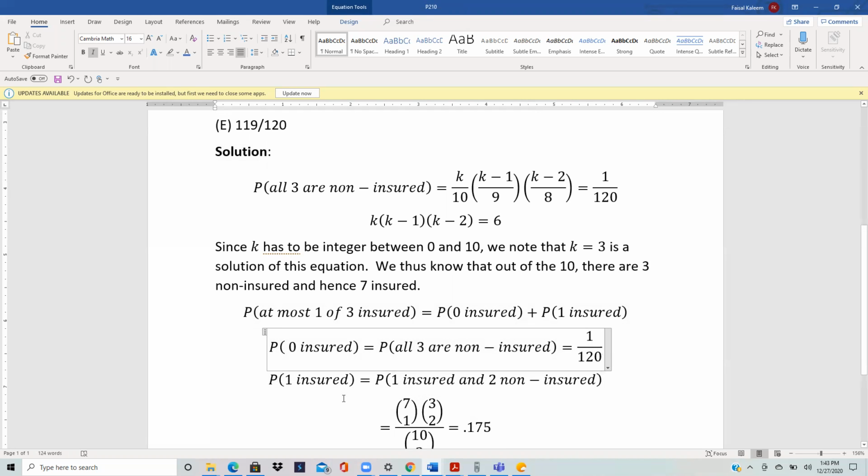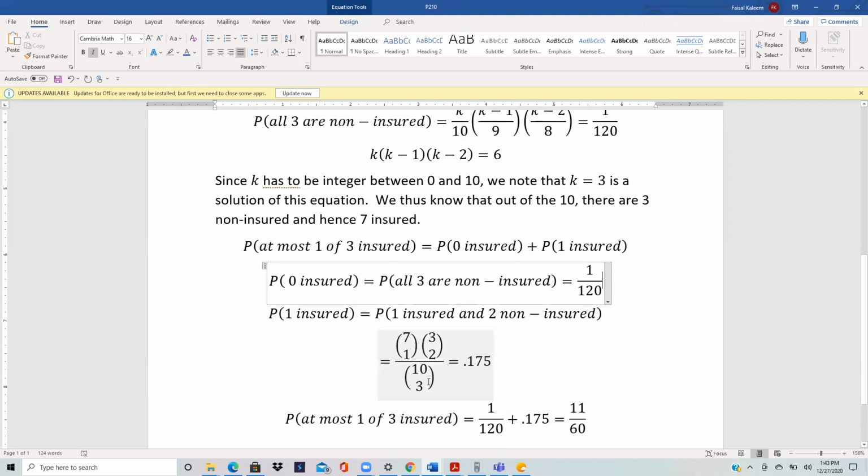And 1 insured means 1 insured and 2 non-insured out of the 3. And so we know that the way we do this is we see how many ways we have to select 1 insured out of the 7, which we know are insured. So 7C1, and times 2 non-insured out of the 3 that are non-insured. So 3C2 divided by the total number of ways to pick 3 out of the 10. So that's 0.175.